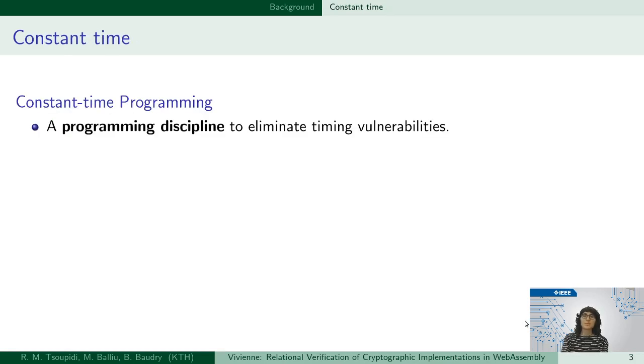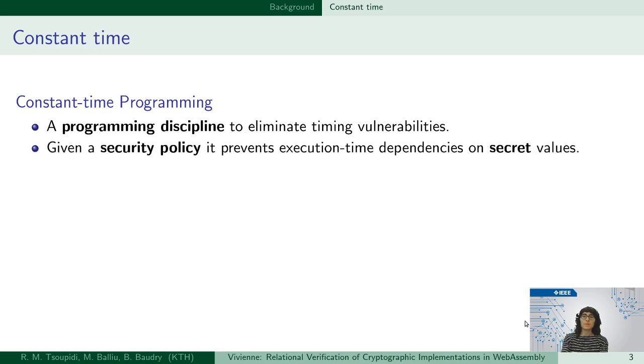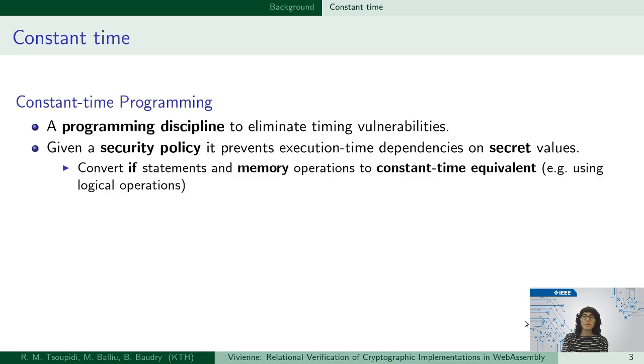Constant time is a programming discipline to eliminate timing vulnerabilities. Given a security policy which defines which inputs are secret and which are public, constant time prevents execution time dependencies on secret values. That means converting if statements and memory operations to constant time equivalent using logical operations or hardware instructions.